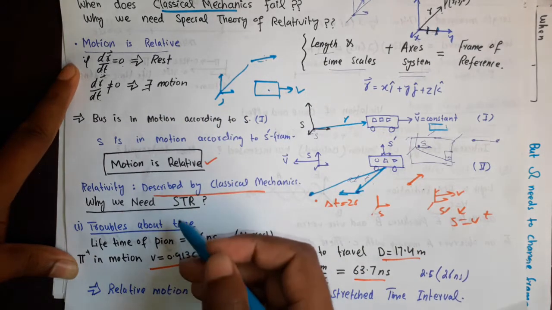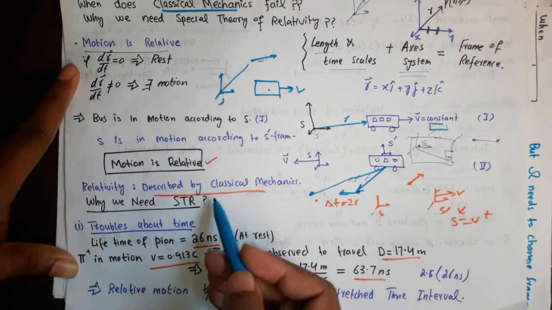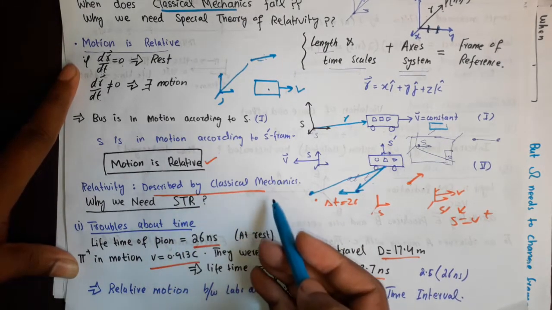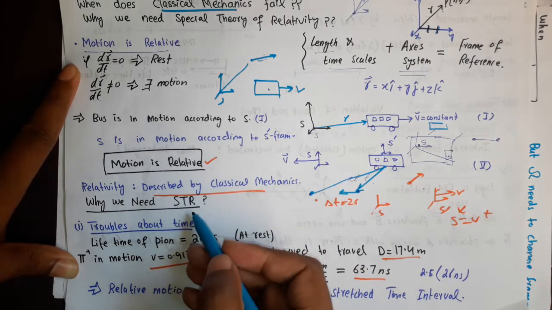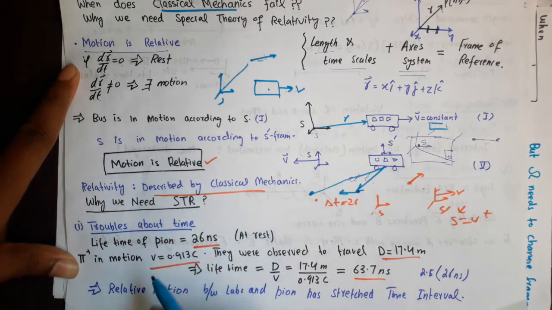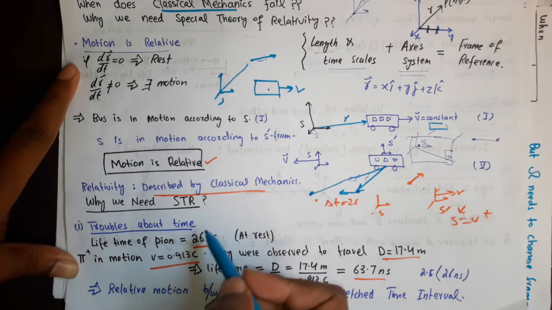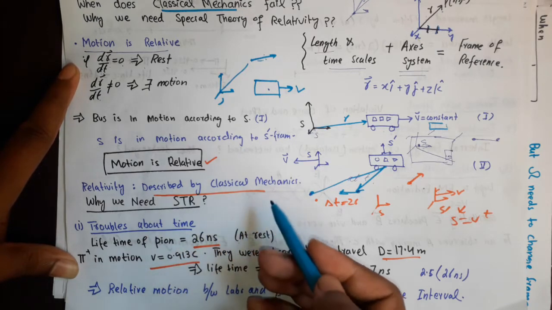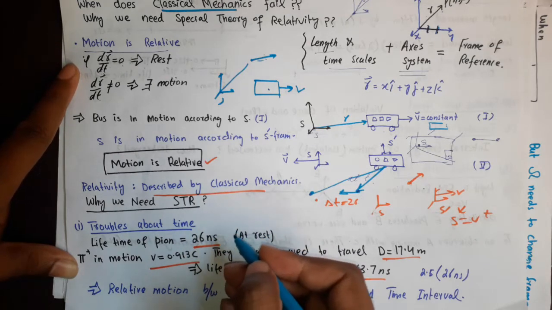So this is relativity, and this is described by classical mechanics. If relativity is described by classical mechanics, then why do we need another theory for relativity, which is usually known as the special theory of relativity? The idea is that there are certain physical phenomena which cannot be explained on the basis of classical mechanics. So this is somehow us discussing the history.